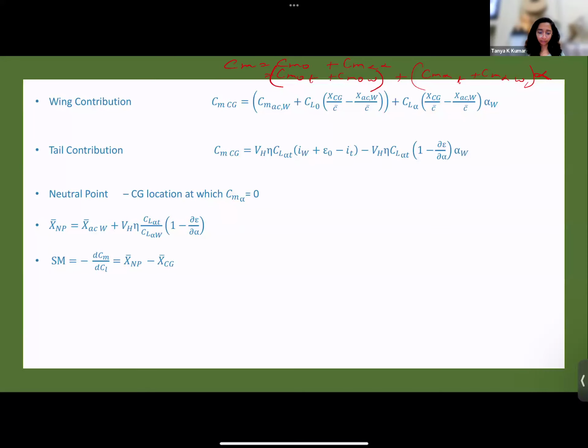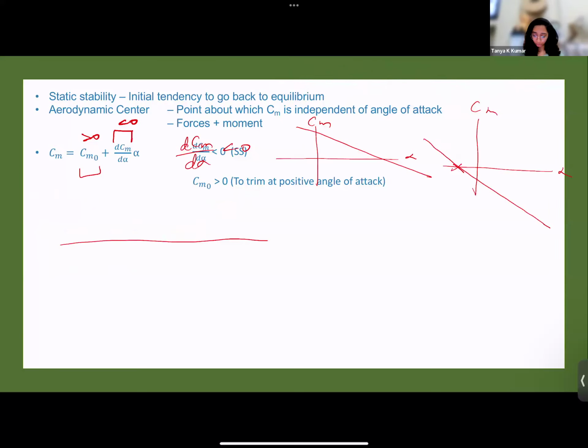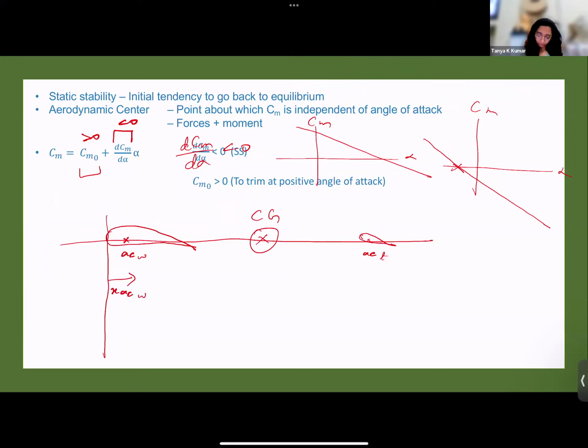So you just have to start with, you define your CG, define the varying lengths. Let me just draw it here. This is your fuselage reference line. This is your wing. Define this as your CG. This is your tail. The reference point will be your wing leading edge. This is your AC wing. This is your AC tail. This will be X AC wing. This will be X CG. This will be X AC tail.